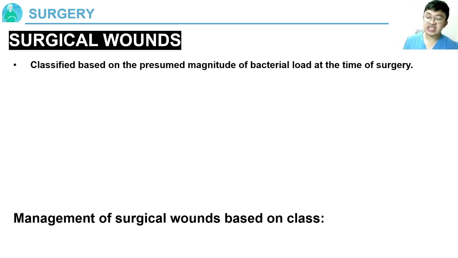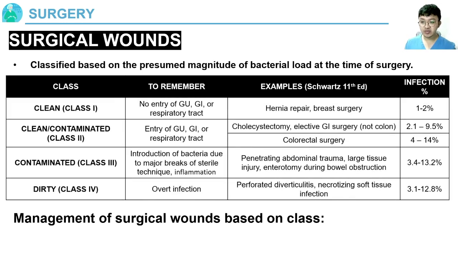So surgical wounds are classified based on the presumed magnitude of bacterial load at the time of injury. So again, you have 4 classes. Just a review. Class 1, there's no entry. Examples are hernia and breast surgery. Class 2 is clean contaminated. You have entry of the GU, GI, or respiratory tract, but with no spillage. Examples may include cholecystectomy and elective GI surgery. There's also a subgroup under class 2 which only pertains to colorectal surgery, which has a higher percentage of infection as compared to its other counterparts in the class 2 surgical wounds.